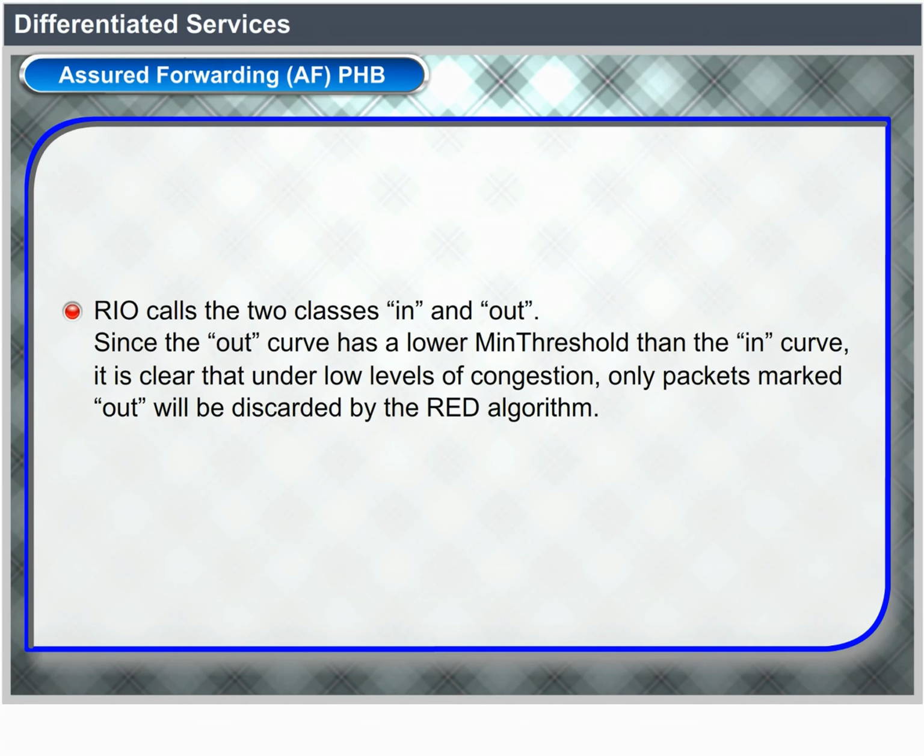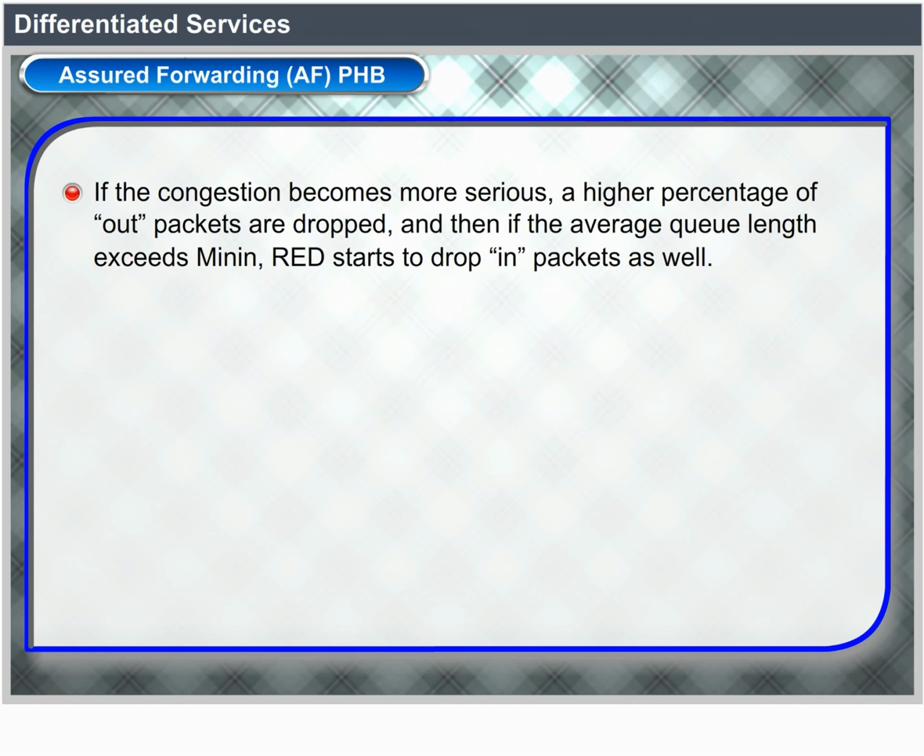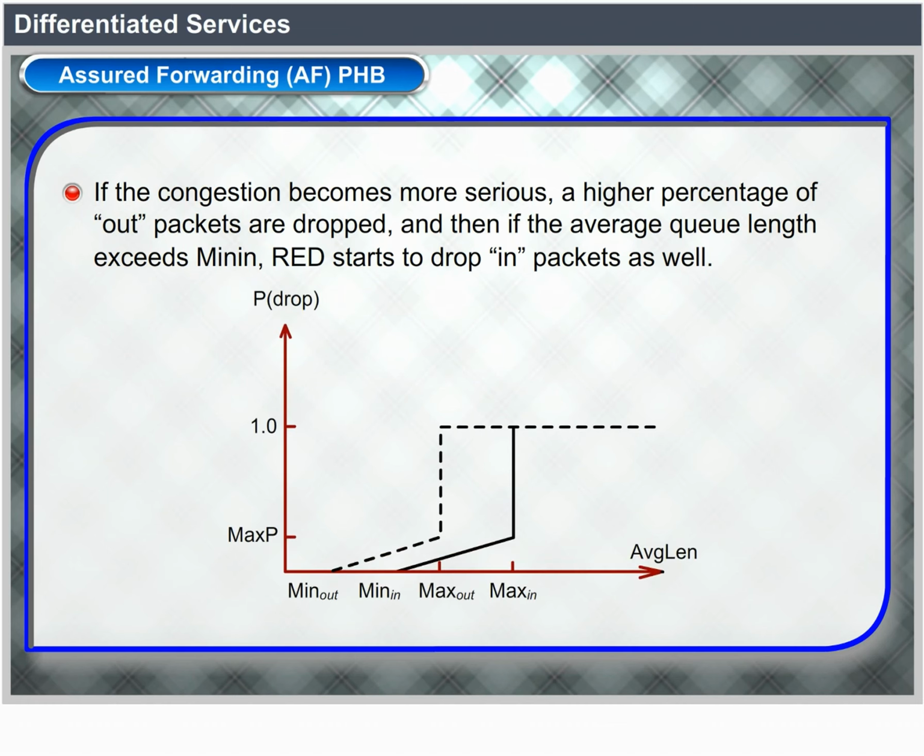RIO calls the two classes in and out since the out curve has a lower minimum threshold than the in curve. It is clear that under low levels of congestion, only packets marked out will be discarded by the RED algorithm. If the congestion becomes more serious, a higher percentage of out packets are dropped, and then if the average queue length exceeds minimum in, the RED starts to drop in packets as well. Figure: RED with In and Out drop probabilities.